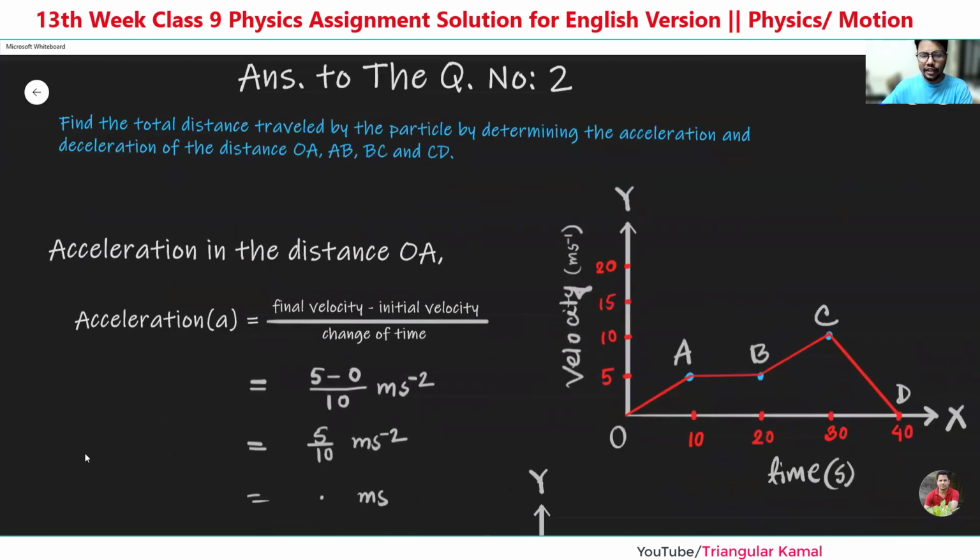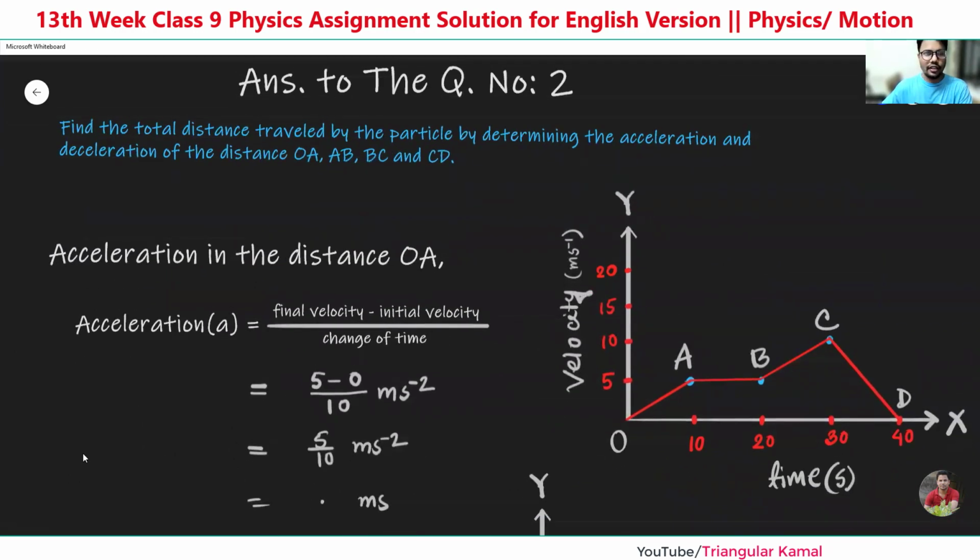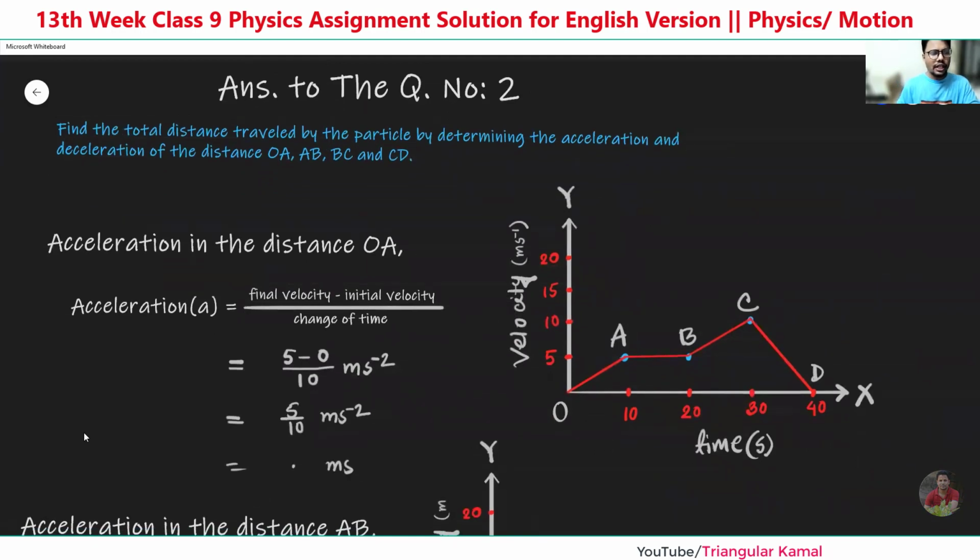So this is another most important question from chapter 2. Now we will review the question first, then the answer. The question is: find the total distance traveled by the particle by determining the acceleration and deceleration of the distances OA, AB, BC, and CD. There are two requirements. First, we have to identify the acceleration and deceleration of OA, AB, BC, and CD. Then we have to find the total distance.